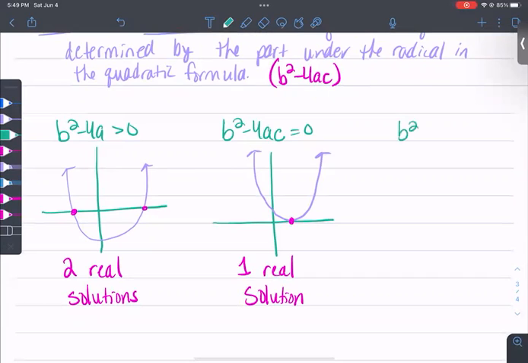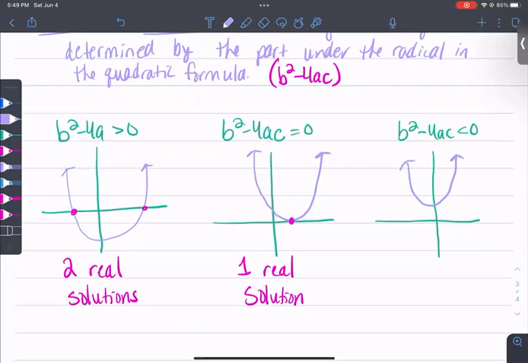And then if your b squared minus 4ac is negative, that means you have this parabola that's just kind of floating out in the air. The solutions are where it touches the x-axis and it doesn't. So this has no real solutions. And you can tell that just from the discriminant, or if you have a graph of the quadratic, obviously you can tell from that.